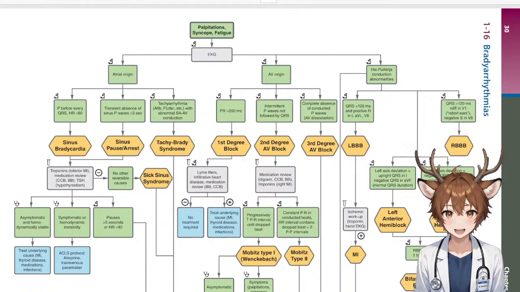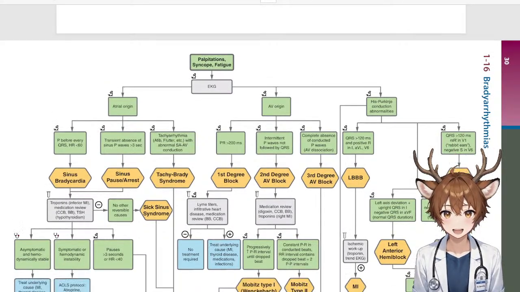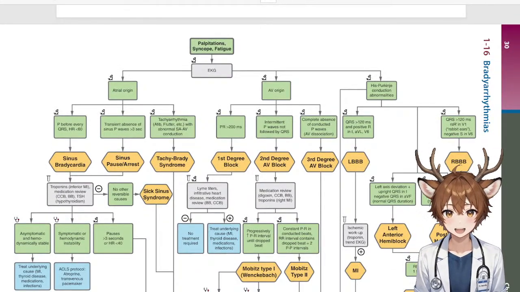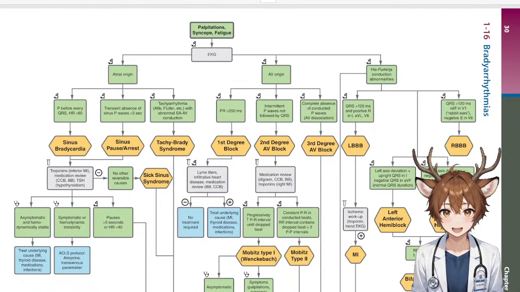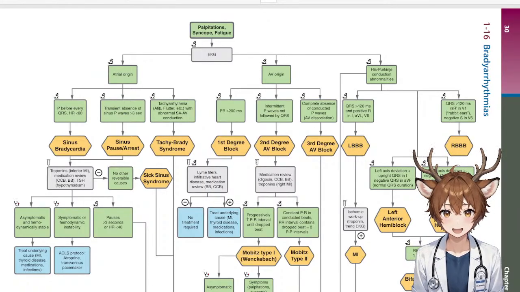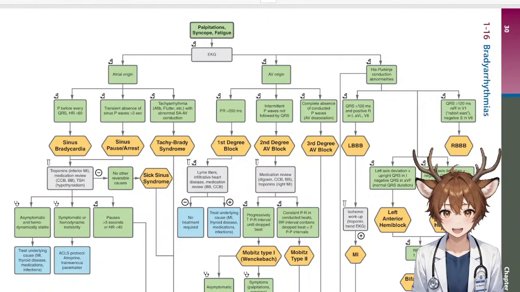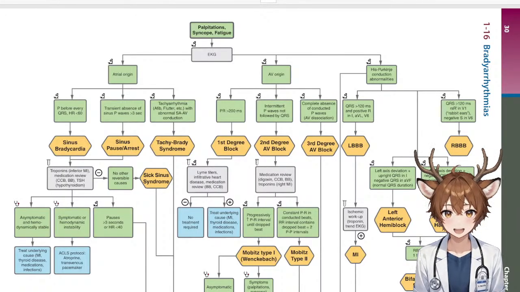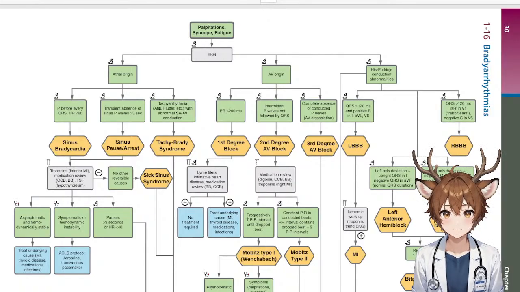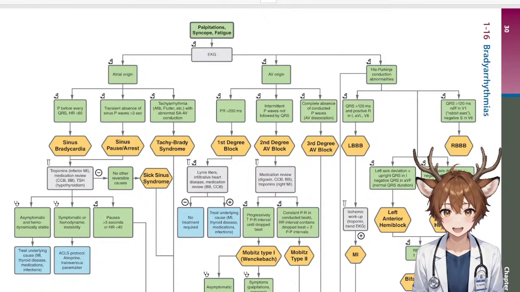So we have here palpitations, syncope, fatigue. So that could be, I guess, a number of different things. And so we have to do an EKG. Let's say, for example, the EKG shows an atrial origin. In that case, let's say P before every QRS, heart rate is less than 60. What do we think? Sinus bradycardia. In that case, we do troponins, inferior MI, medication review, calcium channel blocker, beta blocker, TSH, hypothyroidism. In which case, asymptomatic and... Well, let me continue with this stuff.